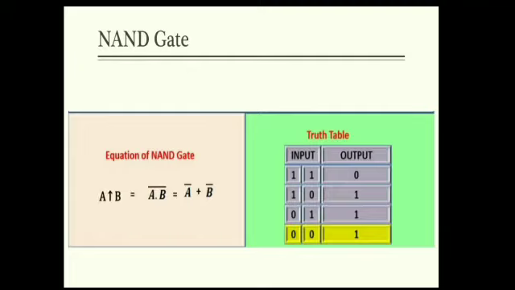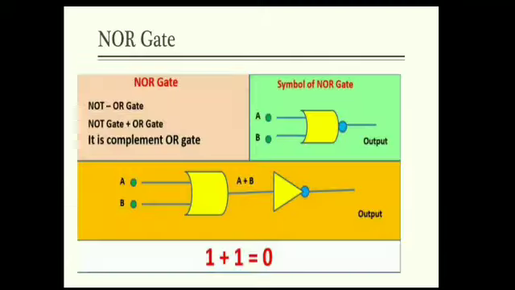You can see from the truth table, when both the inputs are true, that is 1, then only the output is 0. Whereas if any of the inputs is 0, it gives the output 1. The other gate is the NOR gate. It is similar to the OR gate plus a NOT gate.